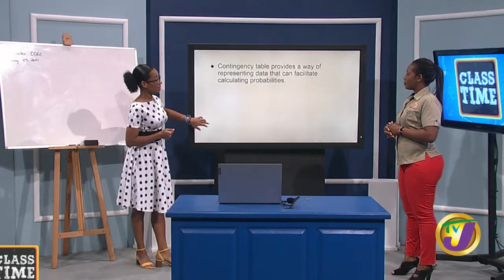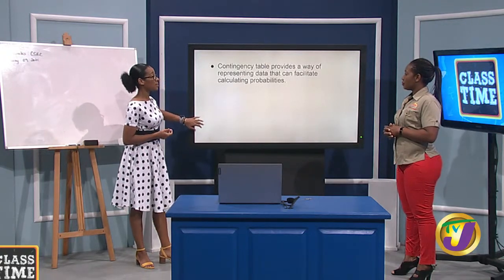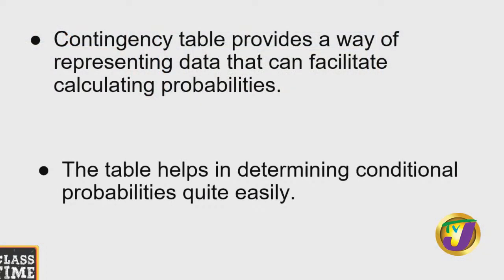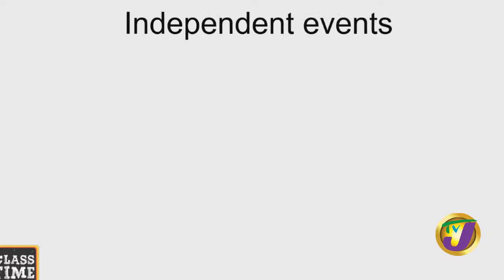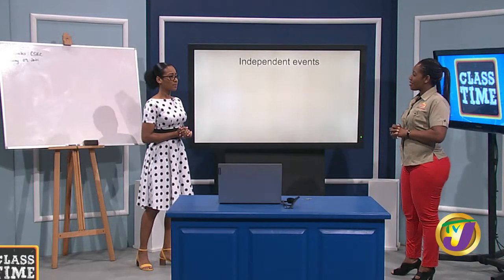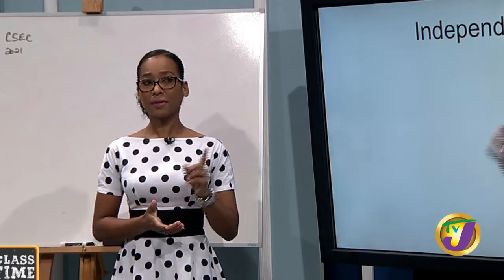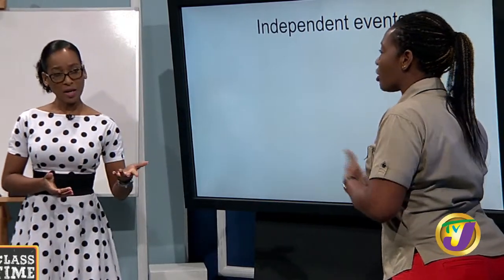So we're looking at a contingency table, and it provides a way of representing data that can facilitate calculating probabilities. One more point to remember and note about a contingency table: it helps in determining conditional probabilities quite easily. Okay. So here we're looking at independent events. This would be something new. Yes. So we've looked at events, we've looked at probability, and we talk about the probability of an event happening. We talk about experimental probability. We talk about theoretical probability.